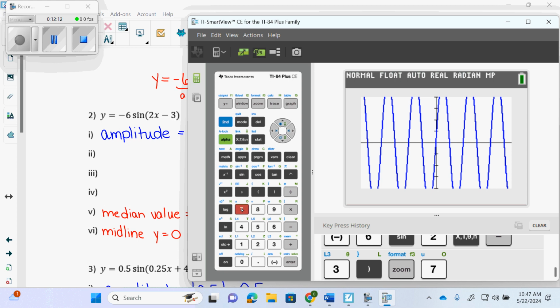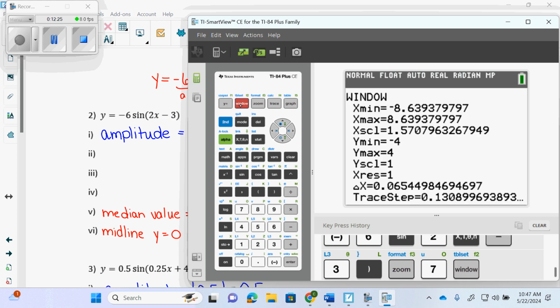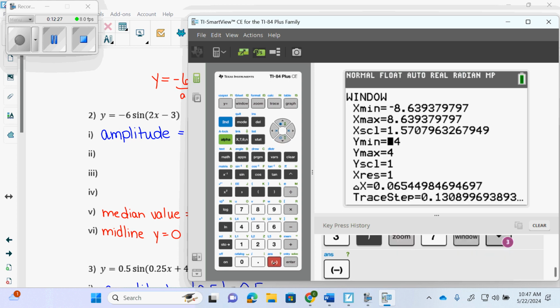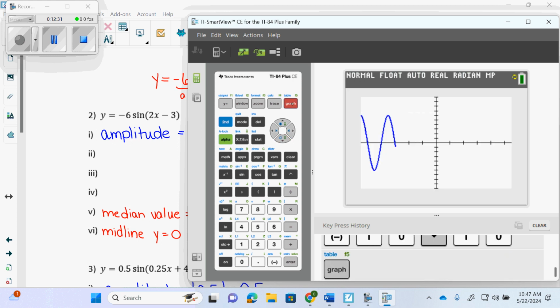So I have enough of these going on. What I don't have is the max, and I don't have the min. So what do I need to change on my window? My y max and my y min. I'm going to go negative 10, positive 10. There I can see it. We agree?